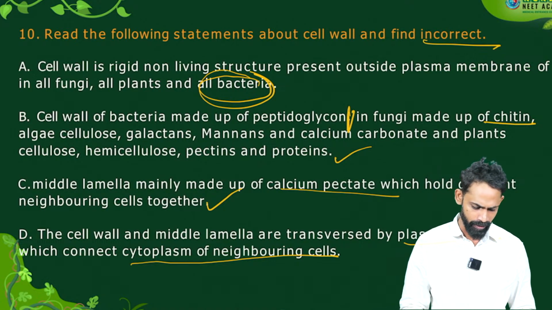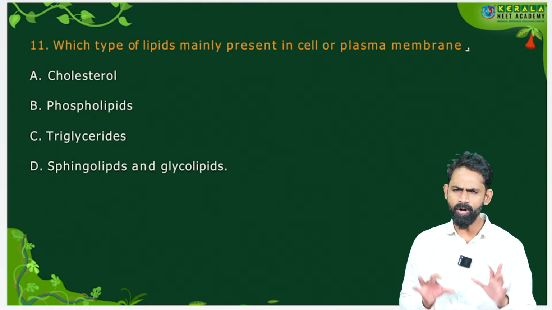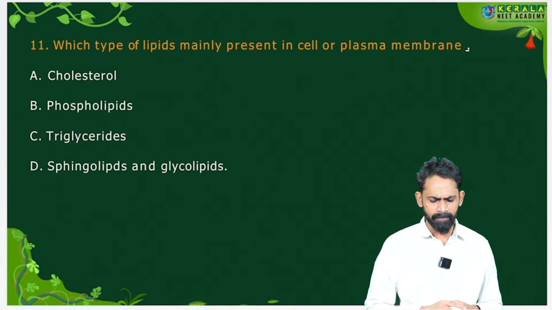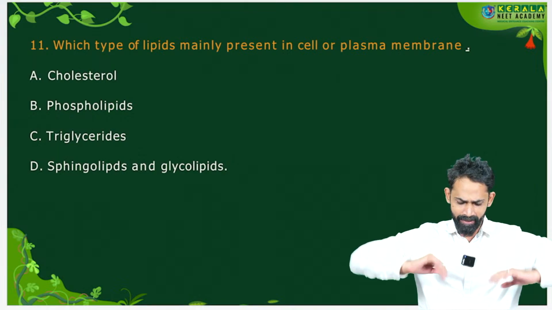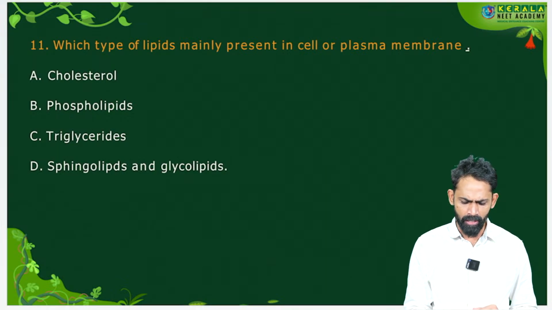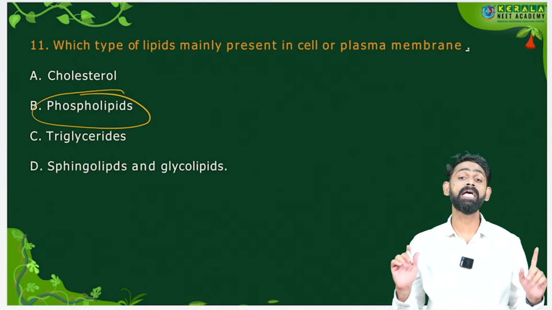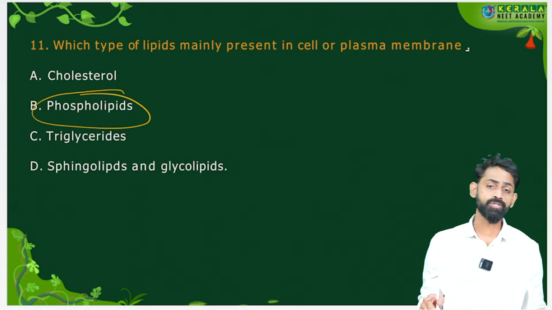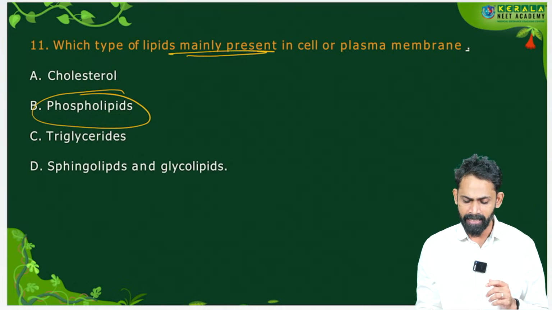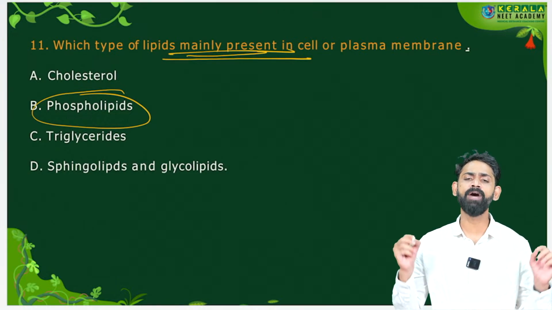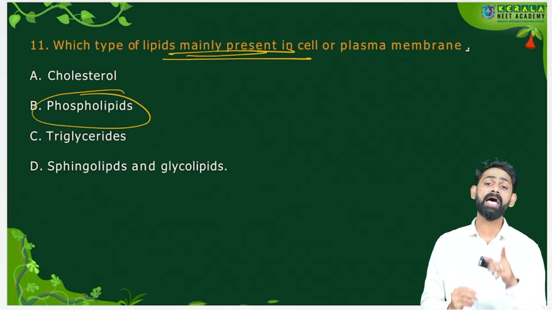Now I am going forward. Which type of lipids? Okay, this is a good question. Which type of lipids are mainly present in the cell membrane or plasma membrane? Mainly, I am going for the phospholipids. Now I am telling a statement: the plasma membrane also consists of cholesterol. Cholesterol also belongs to the lipids, but here we mention mainly. That is why phospholipids are the main structural components of the plasma membrane.